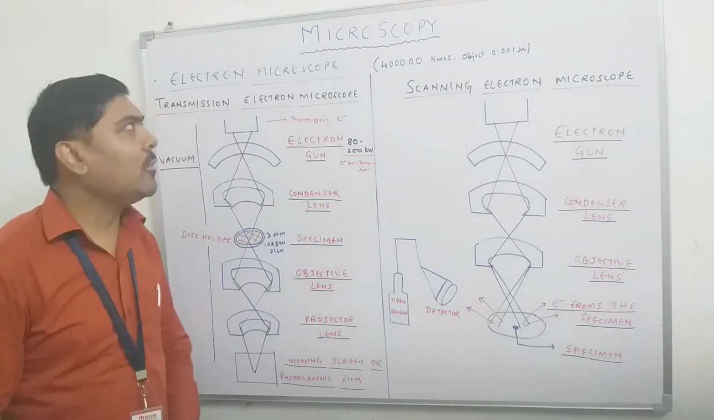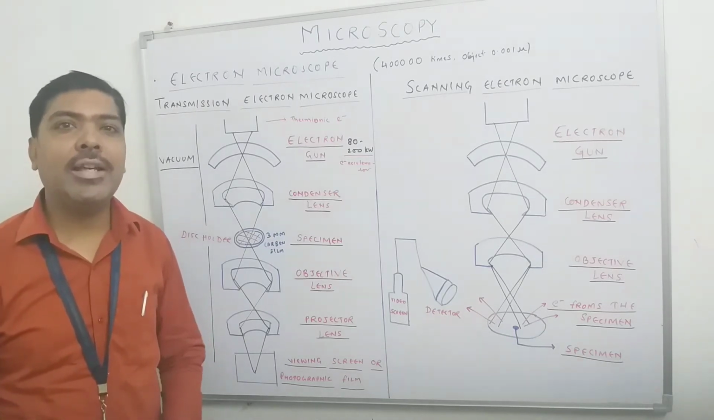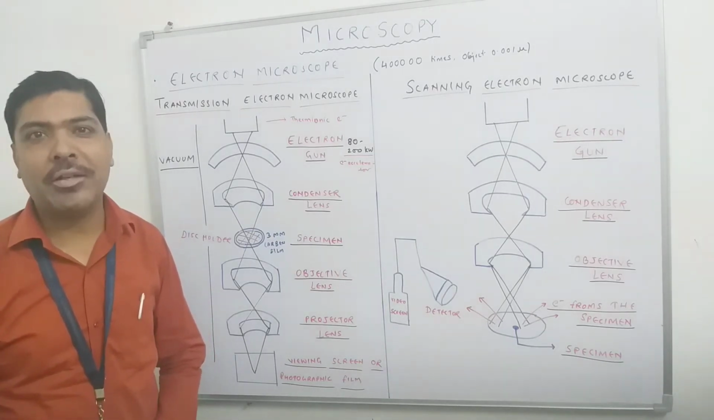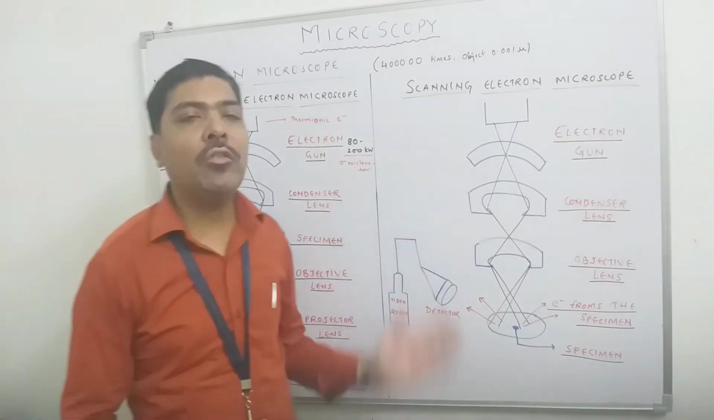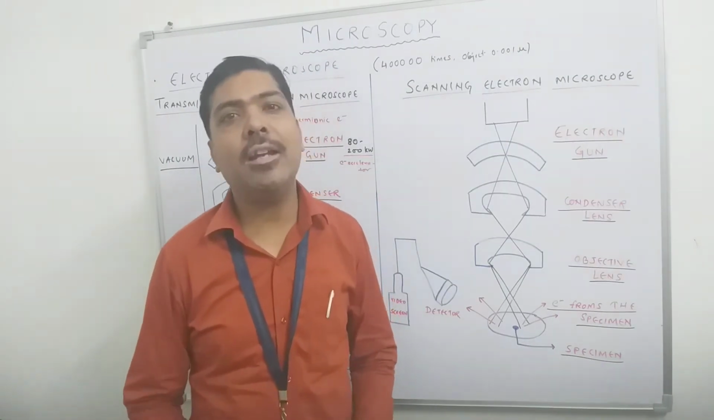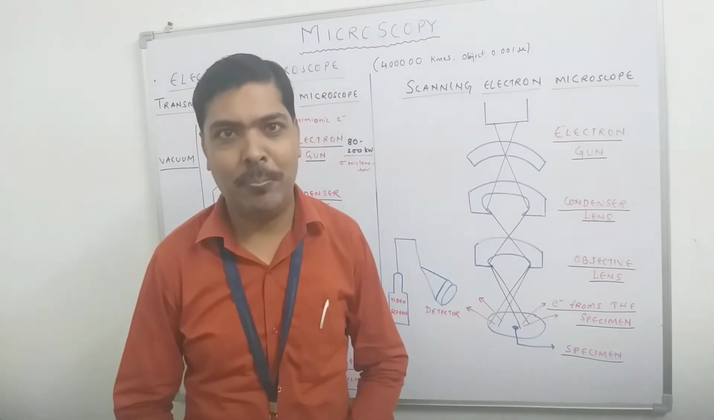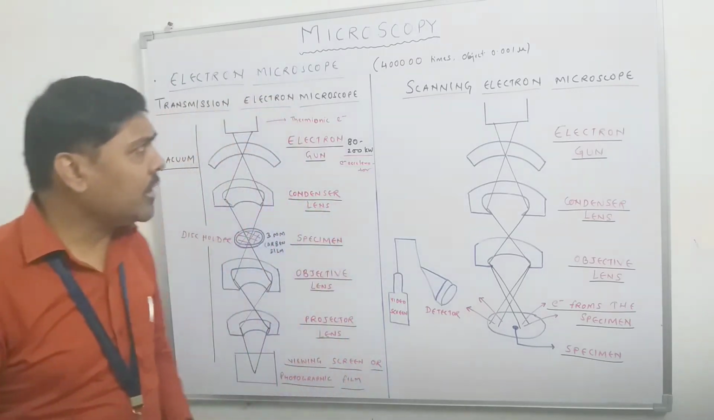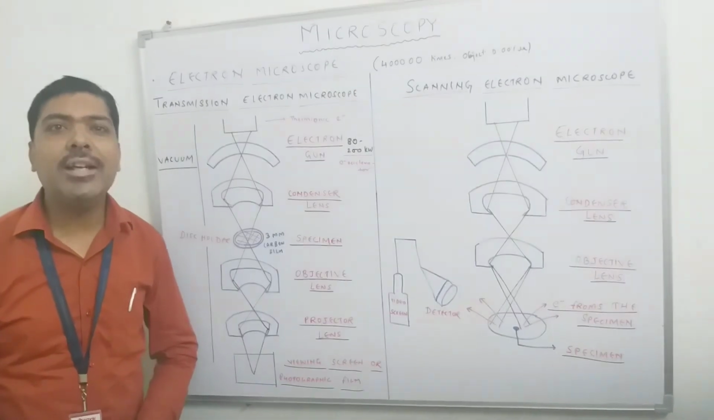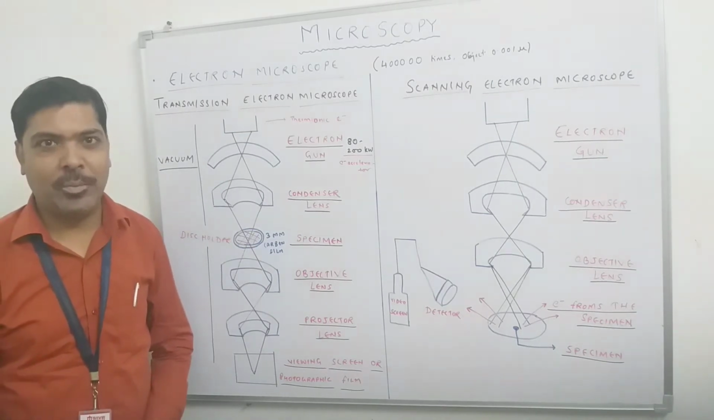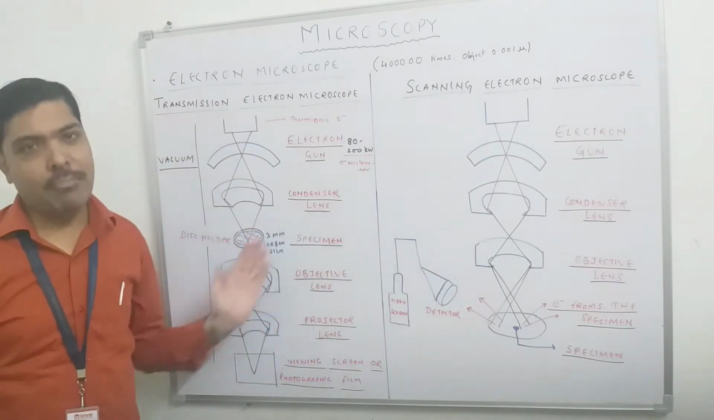Now, electron microscopy basically has two versions. Number one is transmission electron microscopy, in short called TEM. The next version is called scanning electron microscopy, in short called SEM. First we'll discuss transmission electron microscopy, and then scanning electron microscopy. But there exists a difference between these two methods.